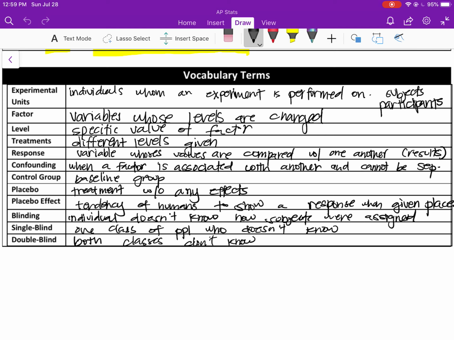So if it's double blind, both of these groups don't know how the treatments were assigned. If it's a single blind, either one of these classes don't know how the treatments were assigned. Okay, so let's go ahead and go on to the next page.